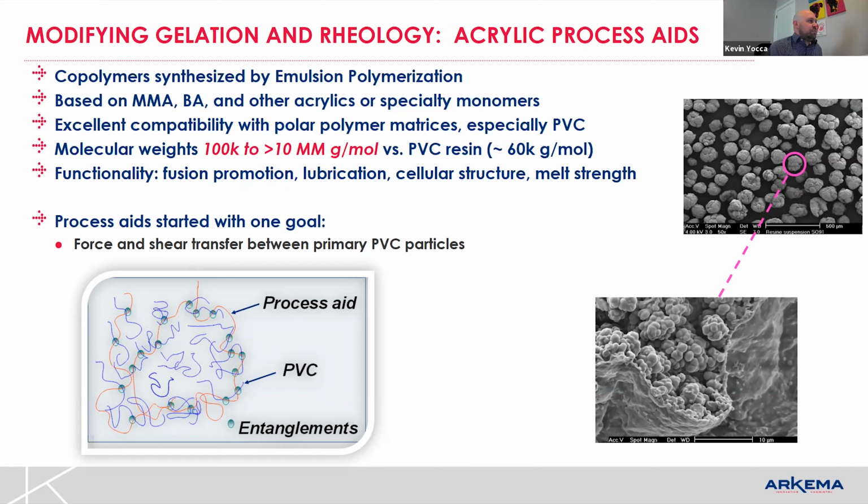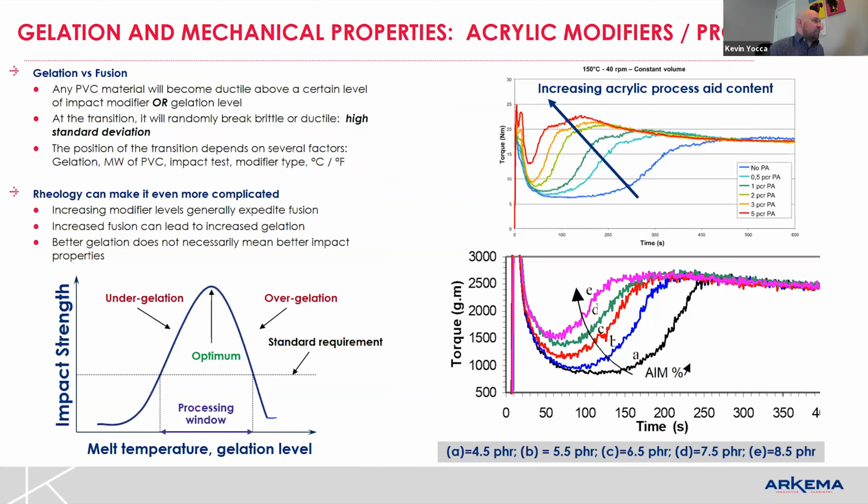When we started using process aids, the goal was one thing. It was force and shear transfer between primary PVC particles, okay? So once we broke that skin open, what we wanted to accelerate was the interaction between those 1 micron particles and make sure that we were, as quickly as possible, getting molecular level entanglements. That was the initial goal. Now, today, you have molecular weights that go from hundreds of thousands to greater than 10 million. I mean, the options you have in between, the way that you can change the chemistry, all of that is very complex. And all of it helps accelerate fusion.